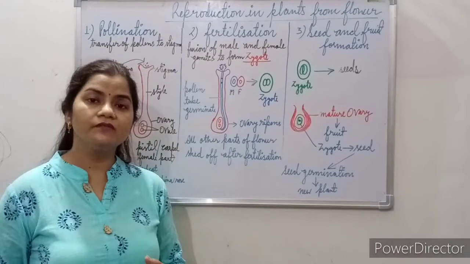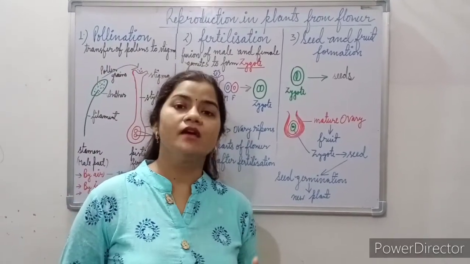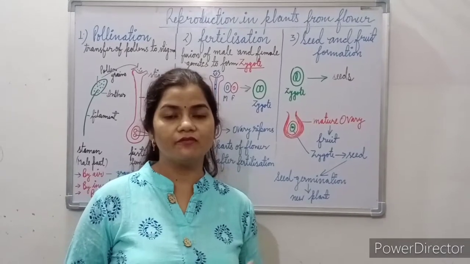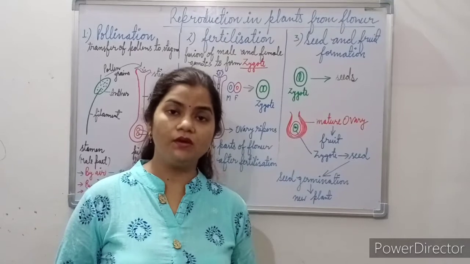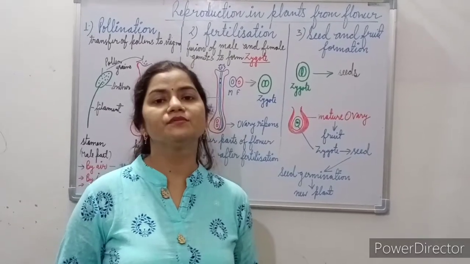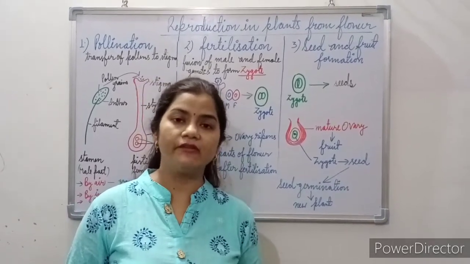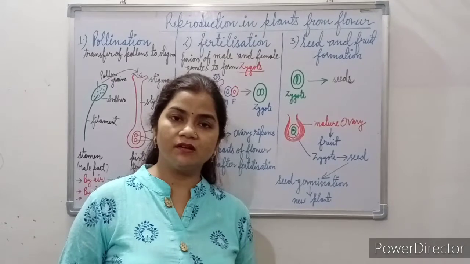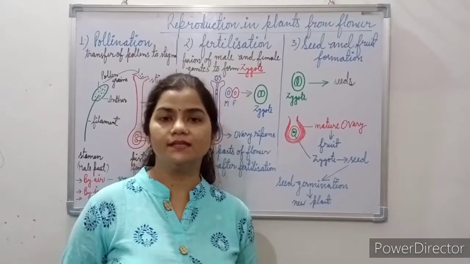And the next row of the flower we call petals. Petals are the colorful part of the flower which are used to attract insects for the process of pollination. Then the next row we call stamen. Stamen is the male reproductive part of a flower which consists of anther and filament. Inside the anther, the male gametes, which we call pollen grains, are formed.